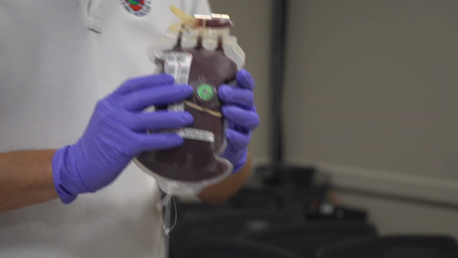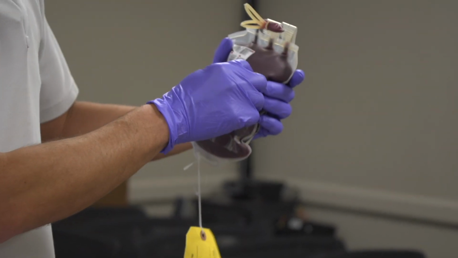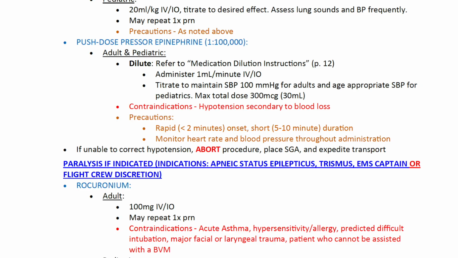We start off with 1 liter of normal saline, and after assessing for breath sounds and capillary refill, if we're not achieving that goal, we can move on to push dose epinephrine, which is found also in the protocol. Also, we should not forget that in the setting of trauma, if the patient has indications for whole blood, we can also use that to help us achieve our goal. If we're unable to correct the hypotension, we should abort the procedure and insert a supraglottic airway and expedite our transport to the nearest receiving facility.